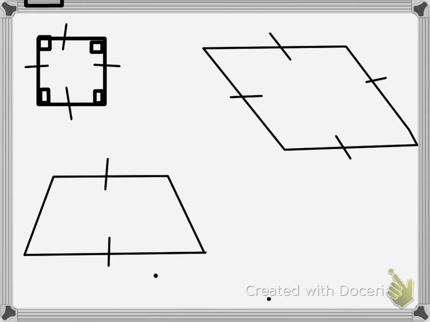Next, we have a square. It has 4 congruent sides, 4 right angles, 2 sets of parallel lines, and 4 sets of perpendicular intersections. To the right, we have a rhombus. As you can see, it has 4 congruent lines, 2 sets of parallel lines, and again, no right angles in the corners. Our last figure is a trapezoid. It has 1 set of parallel lines and no right angles.